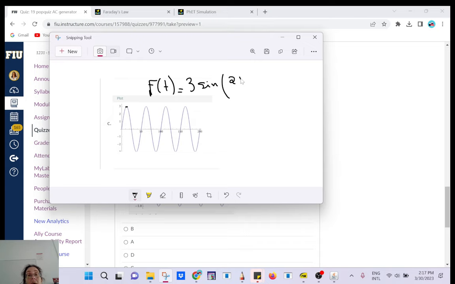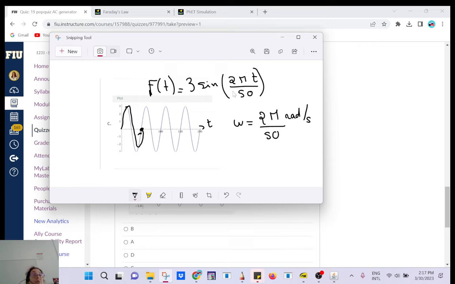And here you always have 2 pi over T, and here you always have the period. And what is the period? What's the time for one cycle here? Can you look at the graph? 50, okay. That's one cycle, 50. It's easy, right? So that means omega, how fast it's doing one cycle, is going to be 2 pi to go around over 50 rad per second. So for any sine graph, it's easy to find the equation. Is that clear? So if I ask you for that on the final, you will say easy pie.